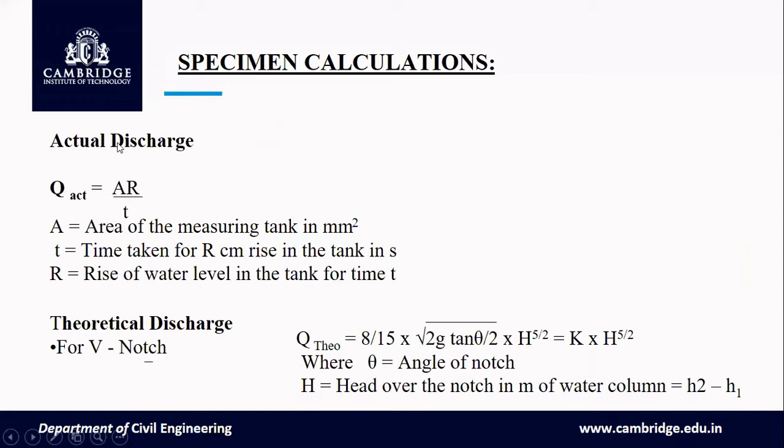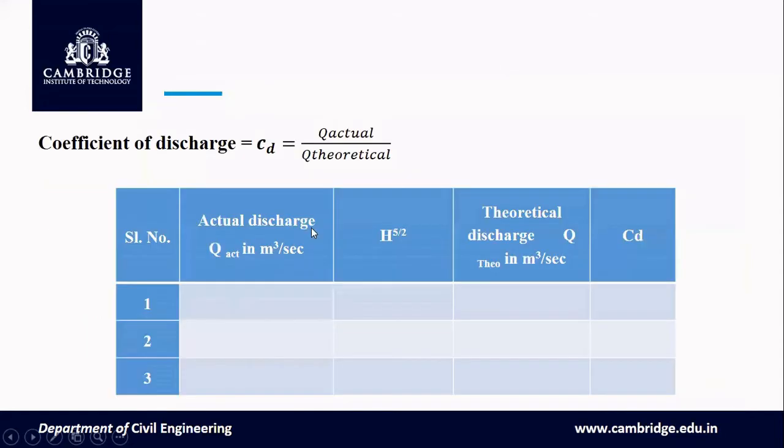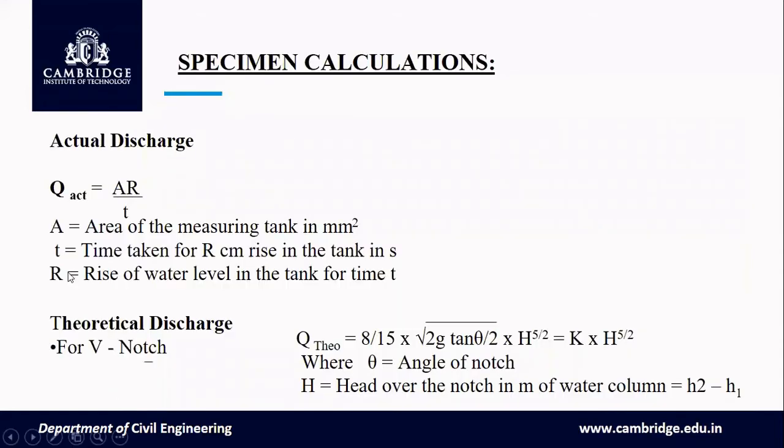So what are the formulas you're going to use to calculate the coefficient of discharge? The first one is Q actual, that is nothing but actual discharge. Actual discharge can be calculated using the formula A R divided by T, where A is the area of the measuring tank in millimeter square, T is the time taken for rise of water level in the tank in seconds, and R represents the rise of water level in the tank for known time T. After getting all these values, just substitute them here and you can calculate the actual discharge.